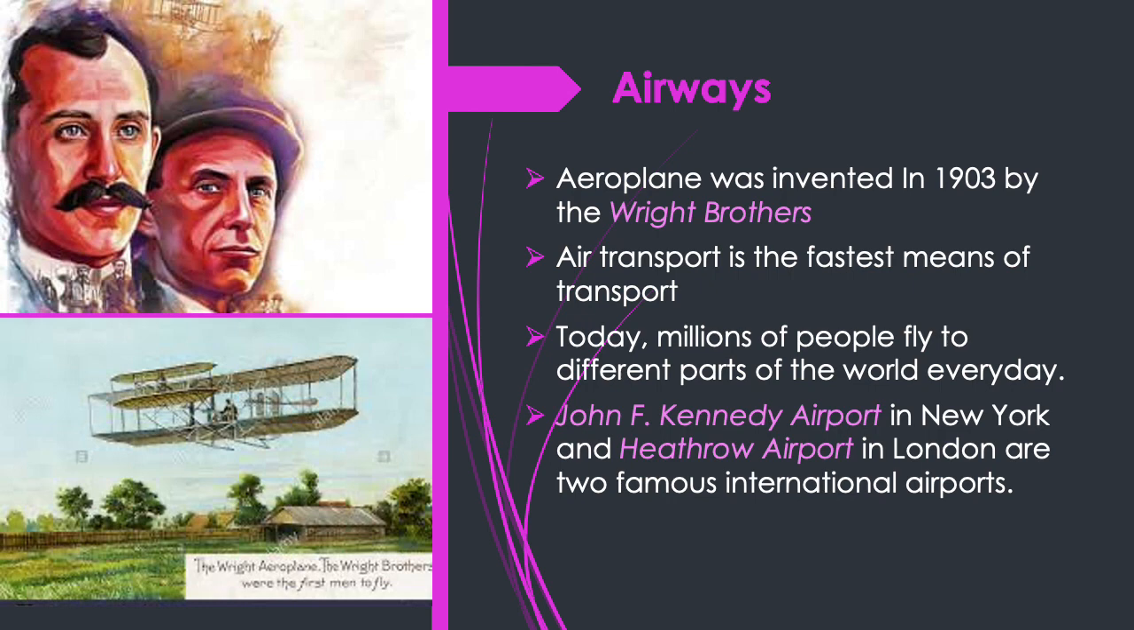The third kind of transport system that we learnt about was airways. The fastest means of transport is by air. Man was inspired to fly by looking at the birds. At first, he tried to fly using balloons, but in 1903, the Wright brothers of the USA invented an aeroplane. It flew a distance of 37 meters in 12 seconds, and the first plane was called Flyer 1.